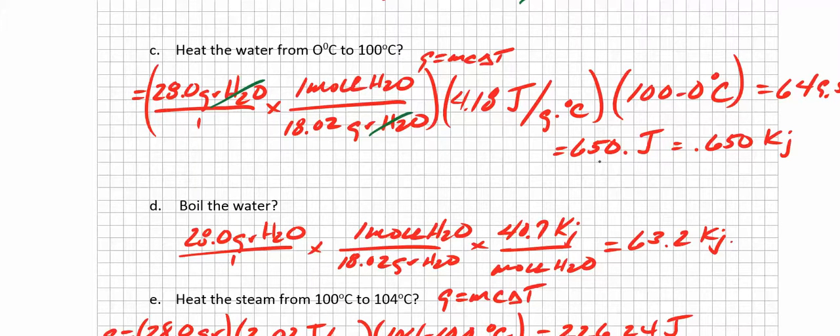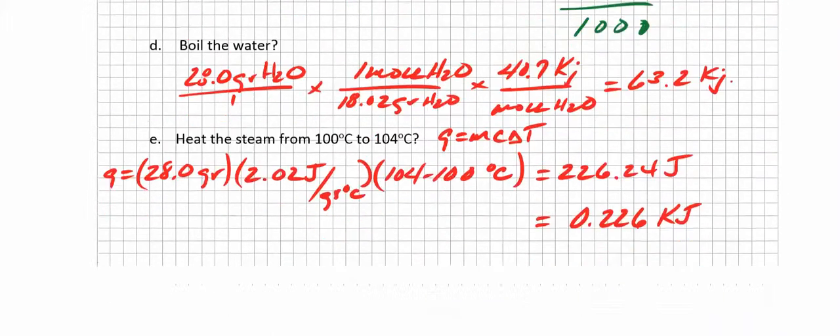649.3. That's going to round to 650. Excuse me, that's 649.5. 650 joules, I want to convert that to kilojoules by dividing by 1,000. And so I'm left with 0.650 kilojoules. So that'll do it for C. Let's go to the next one.